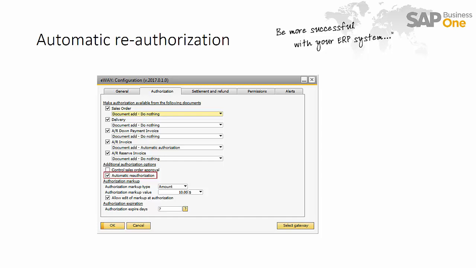This feature is configured in the configuration window, and once it's enabled, the server component will try to reauthorize any expired authorizations which you might have in your system. This is done by the server component trying to create a new authorization at the gateway.